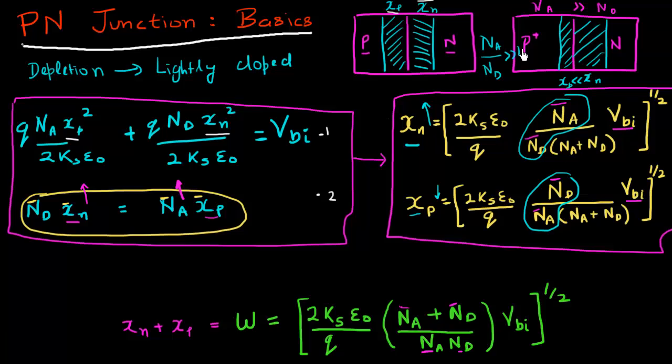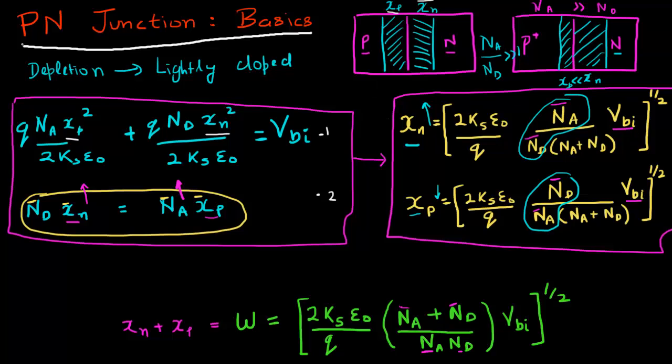So if you have an asymmetric junction, most of your depletion region is going to be occurring in the lightly doped region, which happens to be the N-type region in this case. And this is something which is used very often in all the devices which make use of PN diodes.